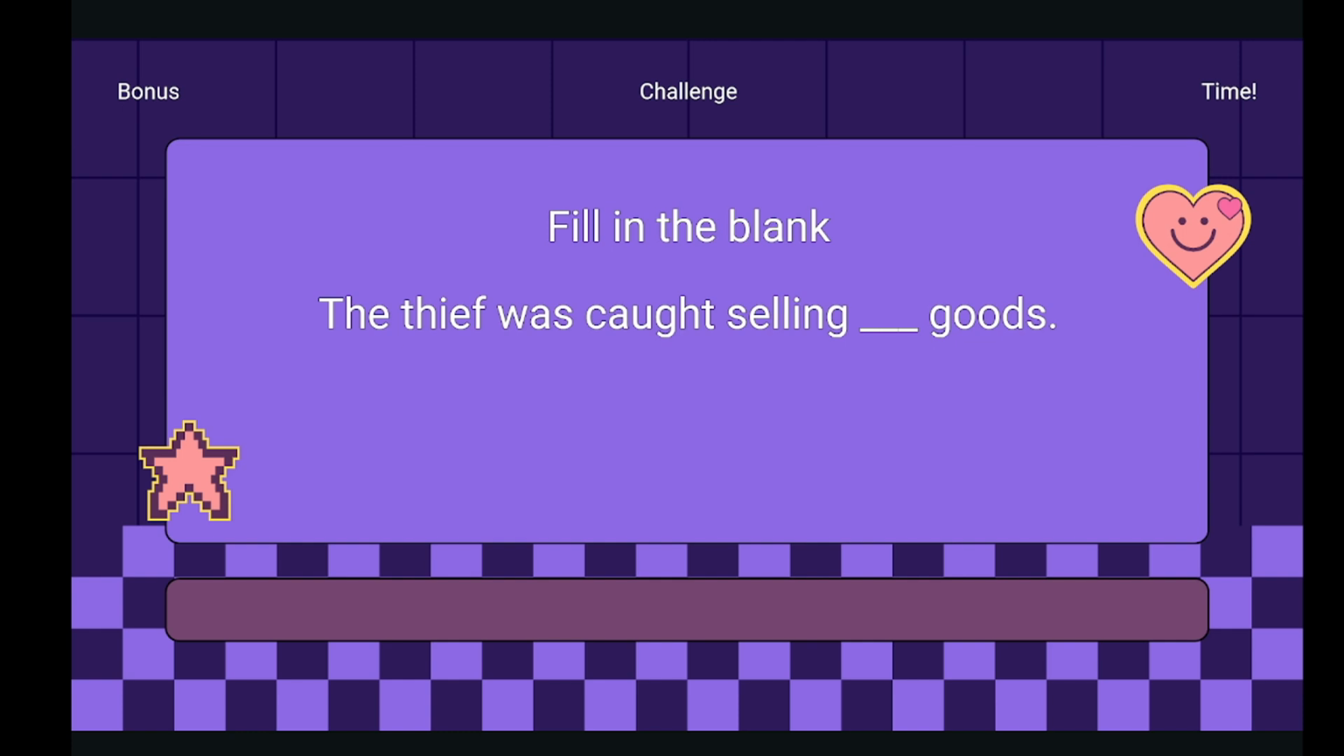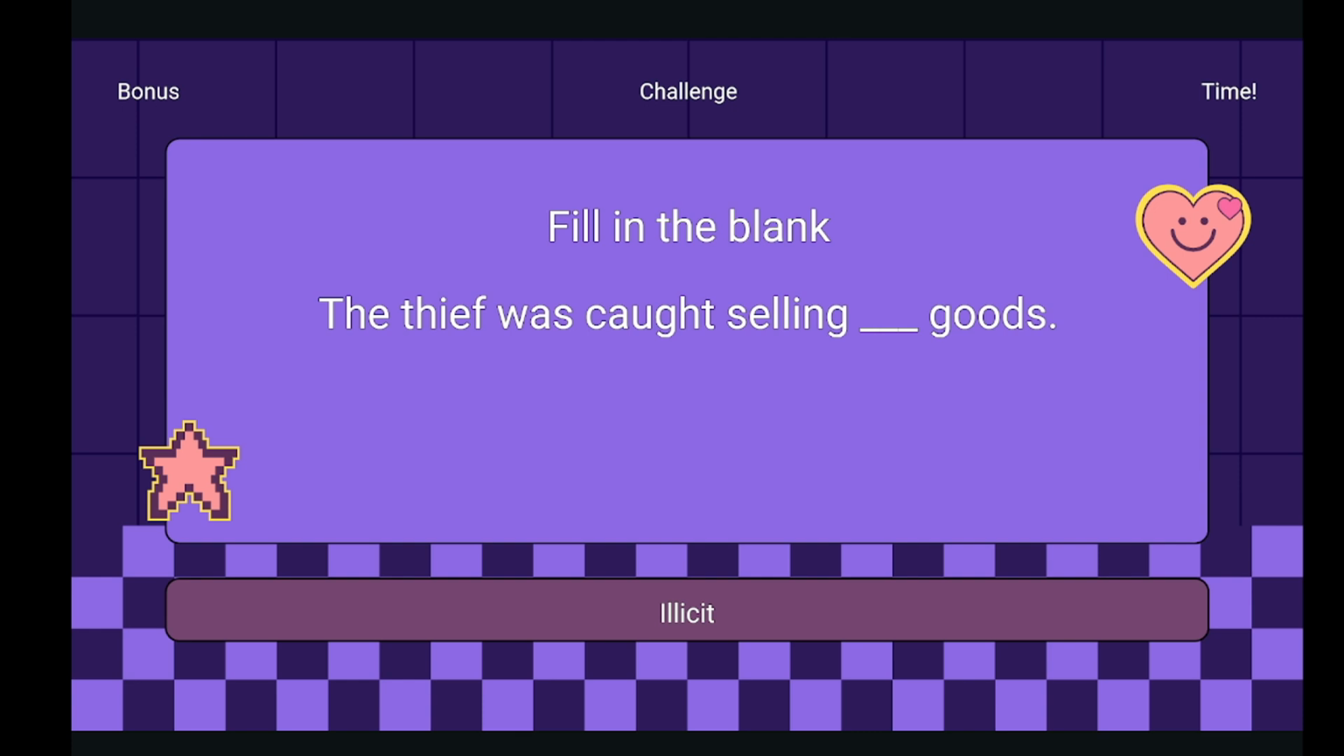It's another fill in the blank. So again, look at what the blank is. Is it in the verb or adjective spot? The thief was caught selling blank goods. You have 5, 4, 3, 2, 1. And the answer is illicit, the shorter one, because remember, goods is a noun, so if it comes before that noun, it's most likely an adjective. So there you go. The thief was caught selling illicit goods.